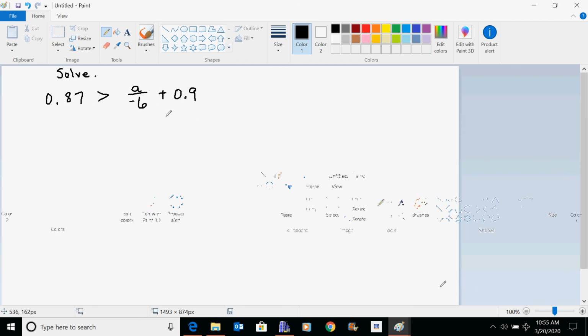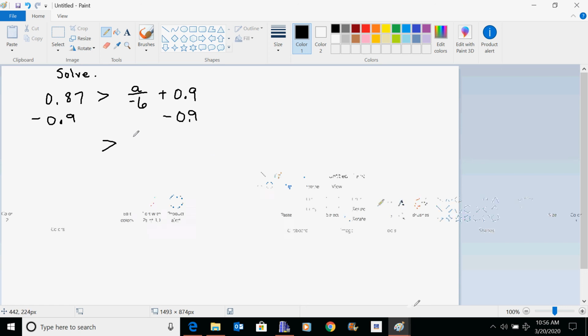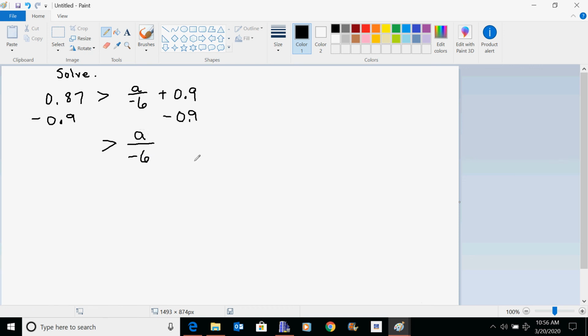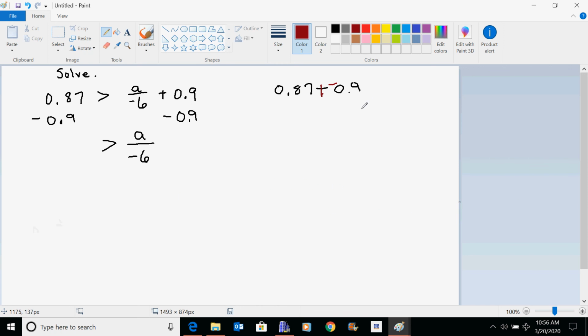So first thing I need to do is do the same thing to both sides. I'm subtracting 0.9 from both sides. I'm bringing down my inequality symbol. This side has a over -6. This side, however, I'm taking 0.87 minus 0.9. Subtracting, so I'm going to keep, change, change.